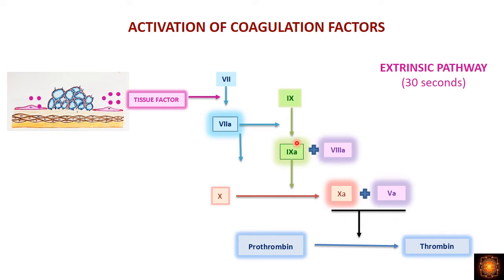This 9A, along with factor 8A, will again act on factor 10, converting it into its active form. Once we get the activated 10A, it will combine with factor 5A along with platelet factor 3, and act on the prothrombin, converting it into thrombin. So whether it's the intrinsic pathway or the extrinsic pathway, the pathway after the activation of 10A is similar. This is a common point for the intrinsic and extrinsic pathways. The extrinsic pathway takes about 30 seconds. This is a faster one; it takes about 30 seconds for the formation of thrombin.